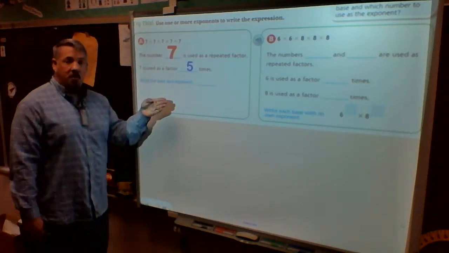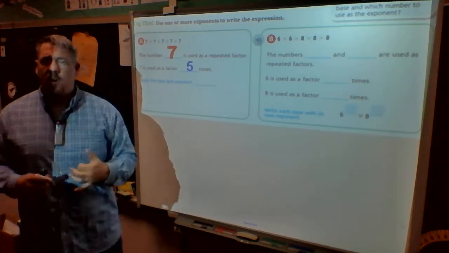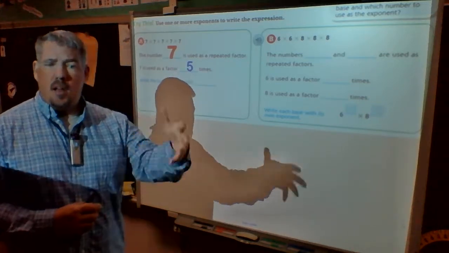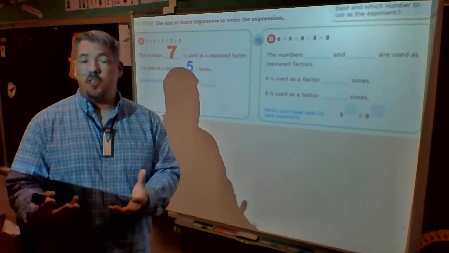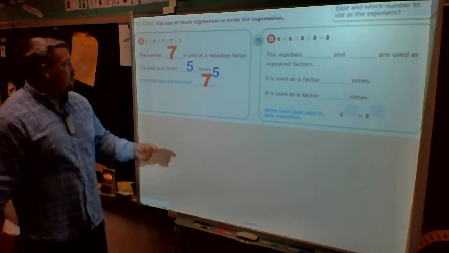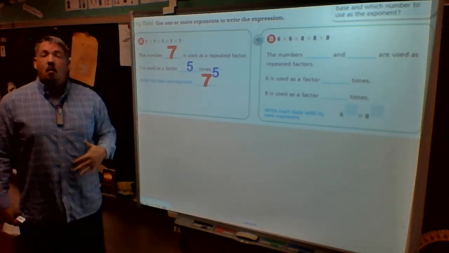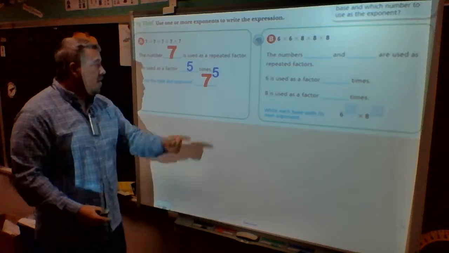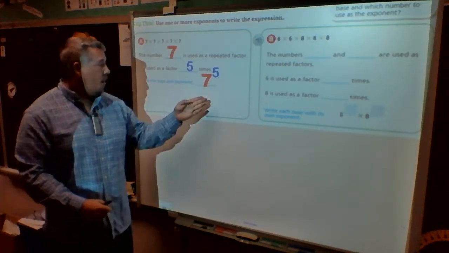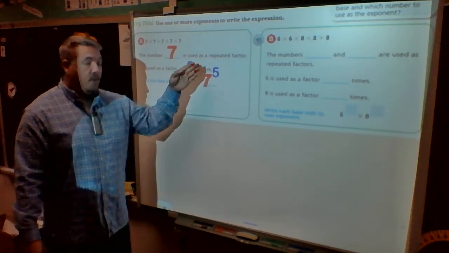So my expression is a math problem. We don't necessarily always think about numbers with exponents as being an expression, but mathematically it is. It's the whole number, the base, multiplied by itself that many times. 7, 5 times.